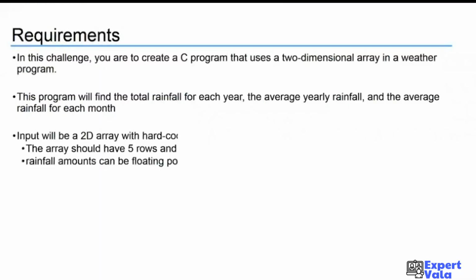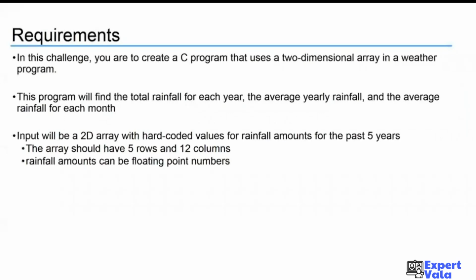The input is going to be a two-dimensional array with hard-coded values for rainfall amounts for the first 5 years. So what this means is you should create a 2D array that has 5 rows and 12 columns. The rows are going to represent the past 5 years, and then the columns are going to represent the months.